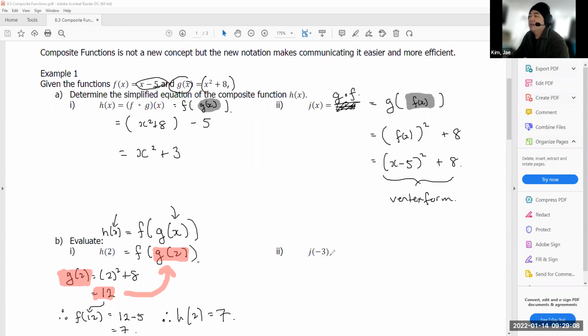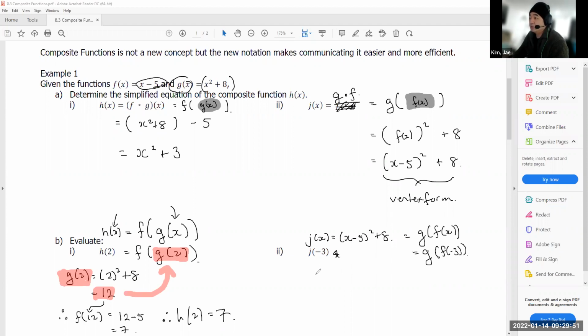I'll do it one more time. This time we have j of -3. And please remember, from our simplified equation above, j is this formula, or this equation, excuse me. And also, by superposition, which is equal to g of f of x, if the x value inside the function j is -3, that means all the x values inside the components are going to be -3 as well.